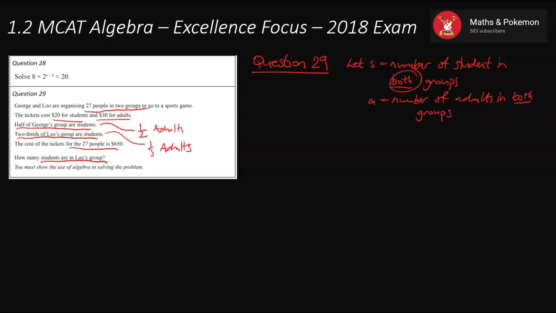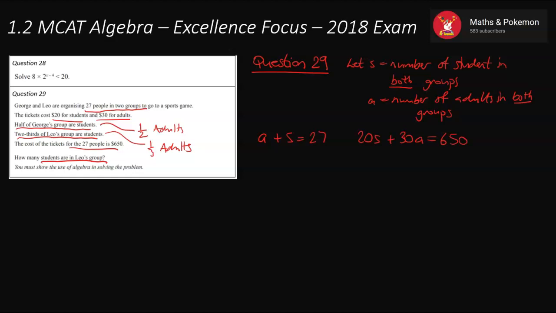And the reason we have to start with the combined 27 is because some of the information we've been given, particularly the ones down the bottom and the top there, they relate to the total groups, not the individual groups. So we can then work with the individual stuff later on. So I'm going to start off by doing, I know that adults plus students is equal to 27. And I also know that 20S, that relates to the $20 for each student, plus 30A, that's the $30 per adult. I know they combine down the bottom there to get $650.